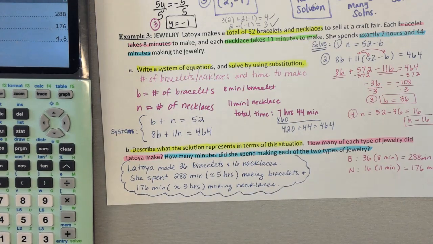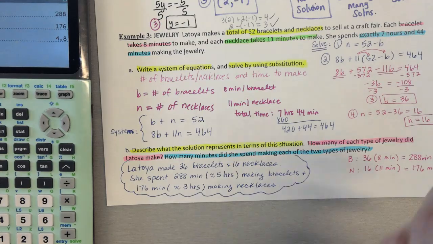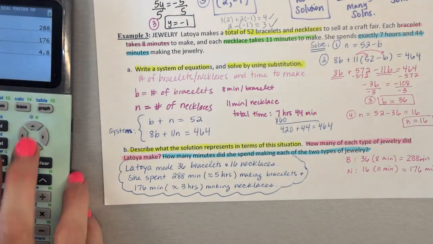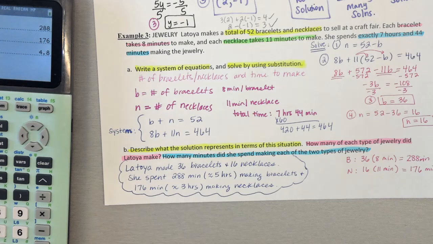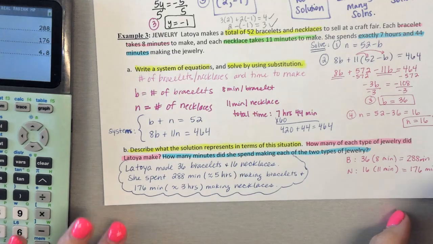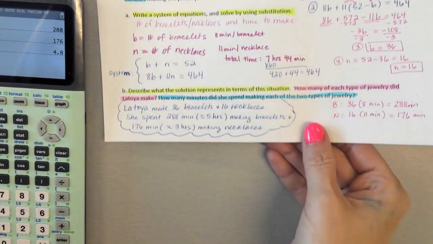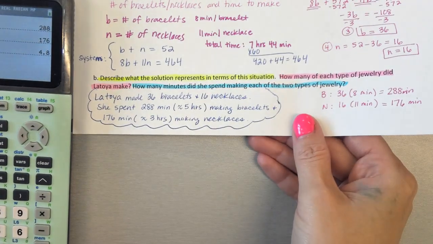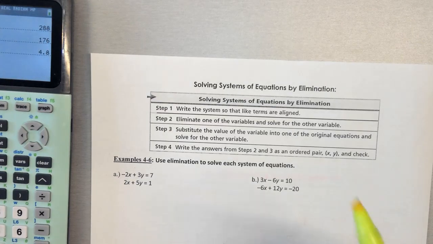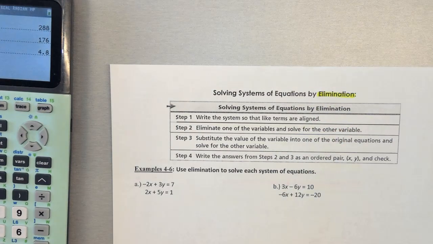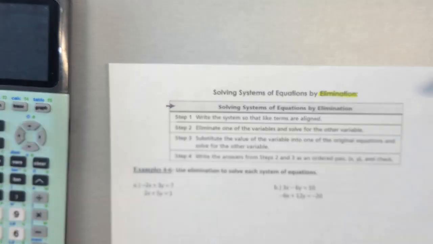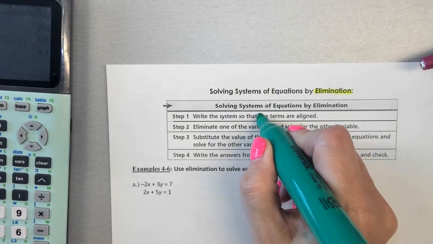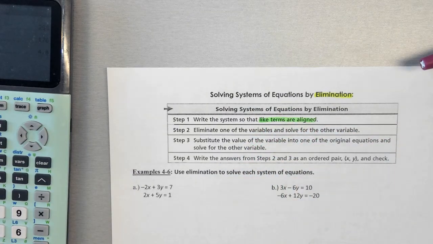Great. Now, my favorite, elimination. What we have to do is get rid of one of the variables. Again, I thought your book did a really nice job listing these steps out, so I took this grid right from your textbook. As you're working through, feel free to look back at that. It looks like many of you remembered substitution, so that's great. For elimination, you are going to write the system so that like terms are aligned. And spoiler alert, most of the time they already are, so a lot of times you don't even have to do that step.